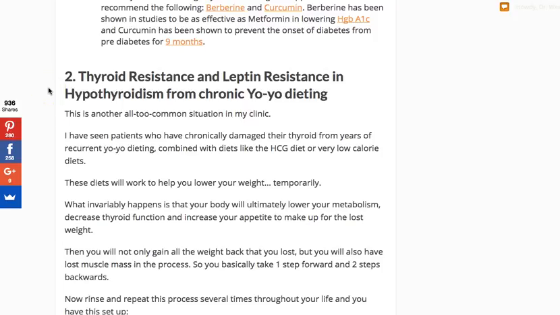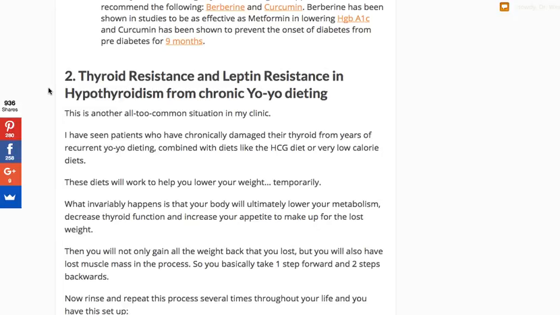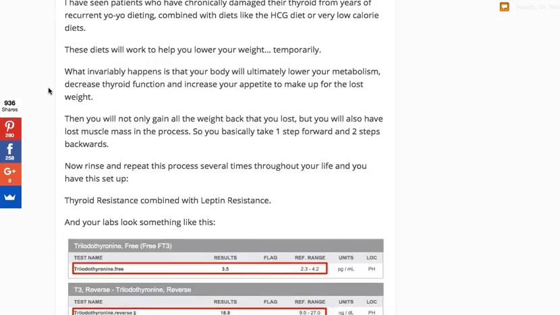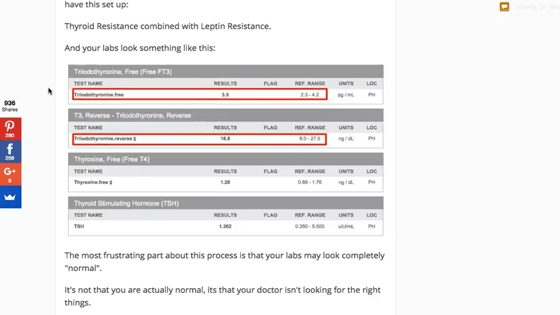All right, number 2. So we did number 1 already, insulin resistance. I hope you understand why that's a big deal. Number 2, thyroid resistance and leptin resistance. So I know what you're gonna say. You may have never even heard those terms before. So what does this mean? So let me go down and show you with some patient labs.